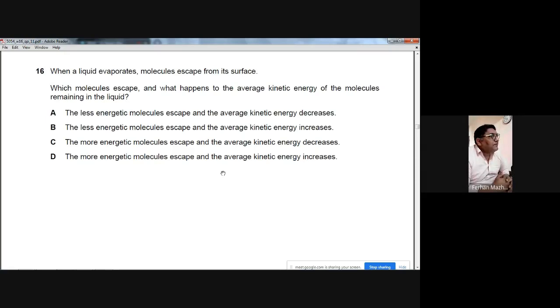So what happens? The more energetic molecules escape, and the average kinetic energy of the liquid decreases. So the choice is C, I think. Question number 16, the C choice: the more energetic molecules escape, and the average kinetic energy decreases.